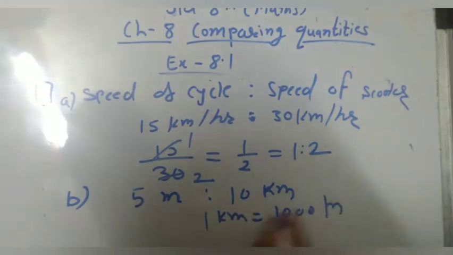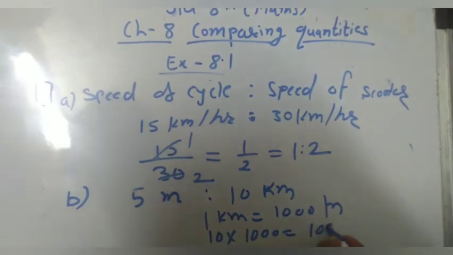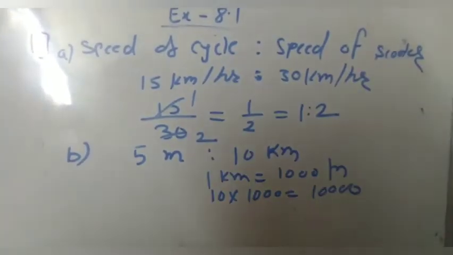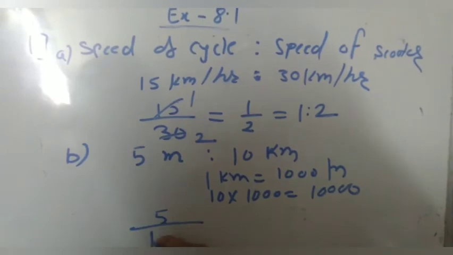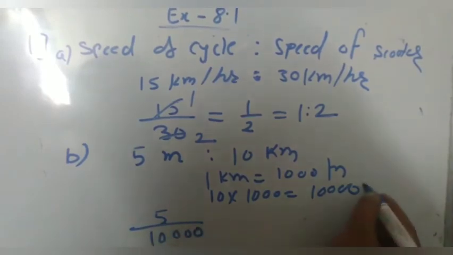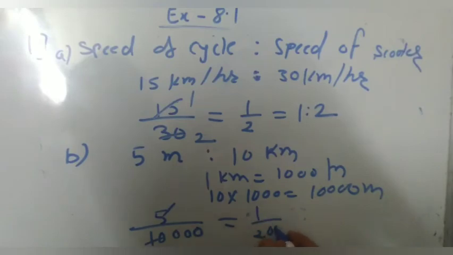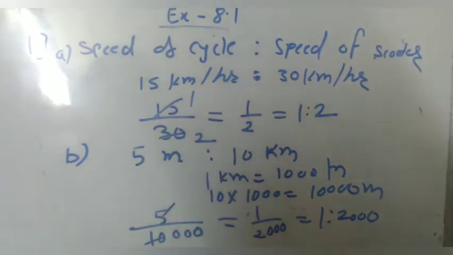So 10 into 1000 equals 10,000. So it will be 5 upon 10,000. It is meter, it is also meter. So 5 ones are 5, 5 twos are 10. 1 upon 2000. So ratio will be 1:2000.